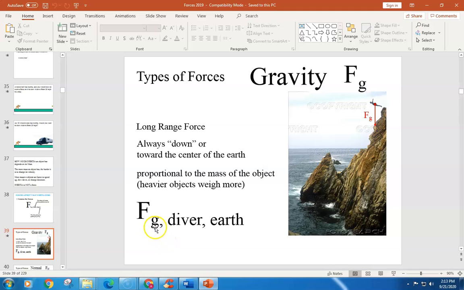G is our type. The feeler of the force is the diver, the skydiver, and the dealer of the force of gravity is the Earth. So that's our first force type, gravity, and it's always labeled as an arrow drawn down.